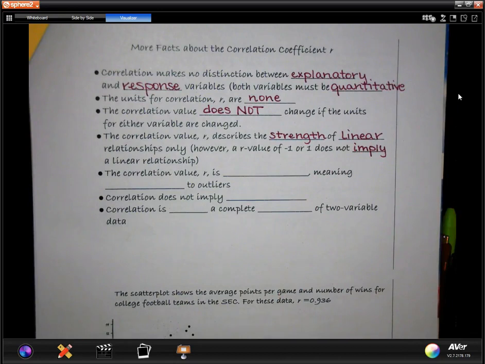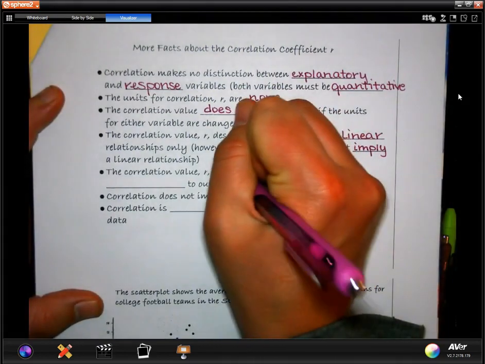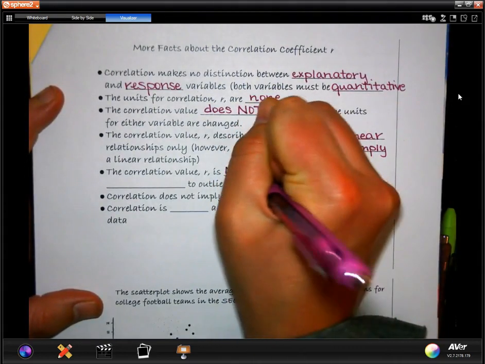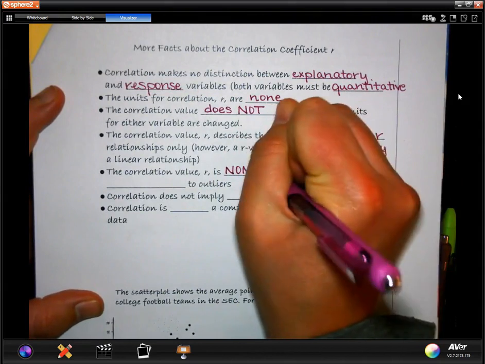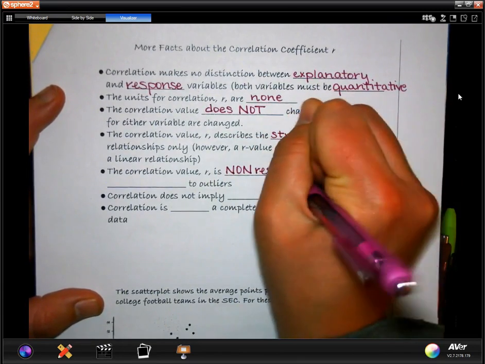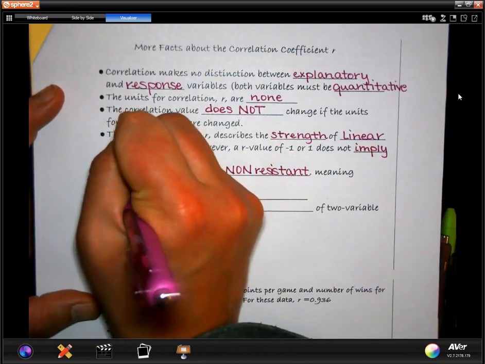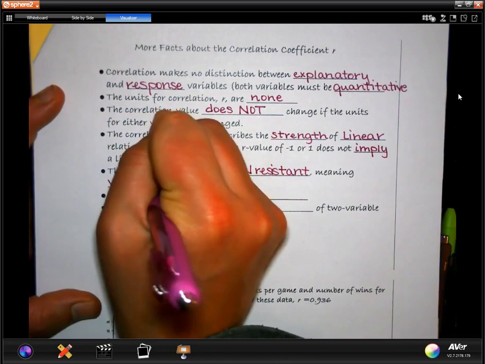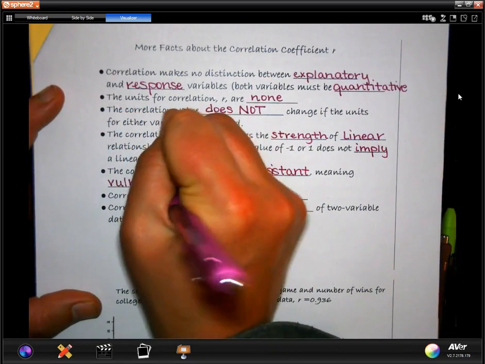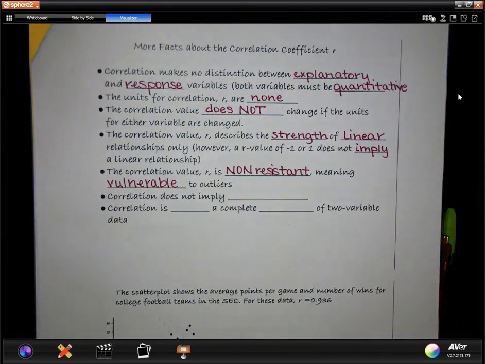The correlation value R is non-resistant. That's back from Unit 1 also, which means that it's vulnerable. Oops, I forgot my I. Sorry. Vulnerable to outliers. So outliers are really going to mess with our R value. And we'll talk about that later in this unit, for outliers in the X direction and outliers in the Y direction.